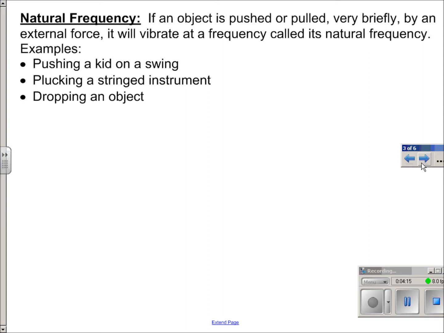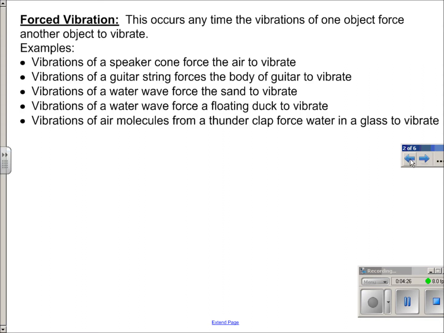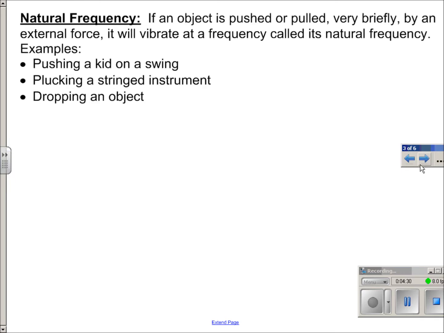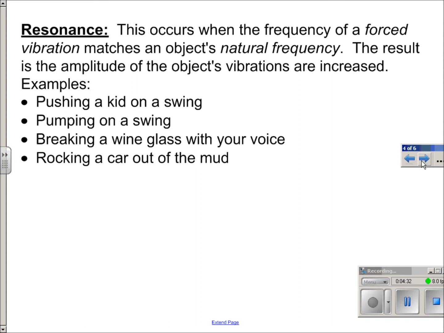Okay, so resonance combines these two ideas. Before you move forward in the video, make sure that you understand those two ideas. Natural frequency is the frequency that an object wants to vibrate at. Forced vibration is when one object vibrates, causing a second object to vibrate. All right, resonance occurs when the two things match up.